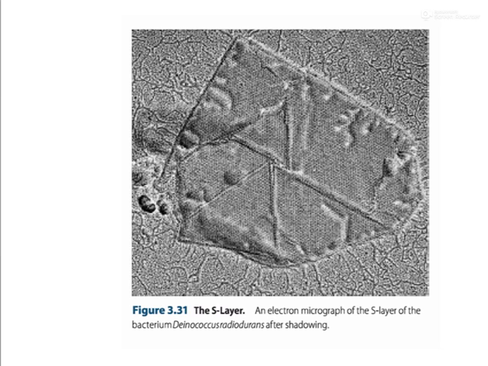Now, how does it look? This is the structure. This is an electron micrograph of the S layer of Deinococcus. So you can see that outside of it, a floor tile-like appearance is found in the bacteria, mainly because of the presence of this S layer.